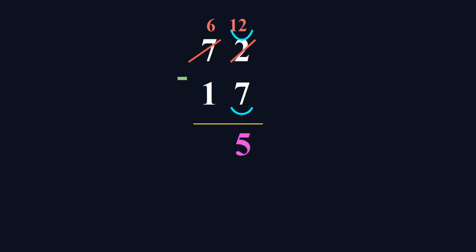Write 5 in the ones place. Then go to the tens column. 6 minus 1 equals 5. Write 5 in the tens place. So 72 minus 17 equals 55. And this is our final answer to this problem.